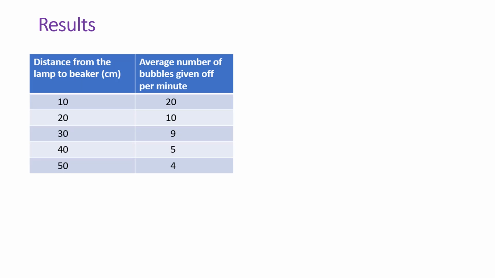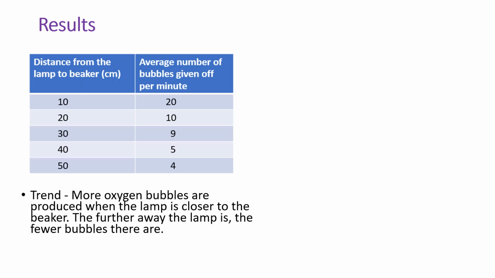Results. This is a sample result table. We can see that more oxygen bubbles are produced when the lamp is closer to the beaker, and when the lamp is moving further away from the plant, the fewer and fewer bubbles are produced. So these results can be used to draw a line graph.